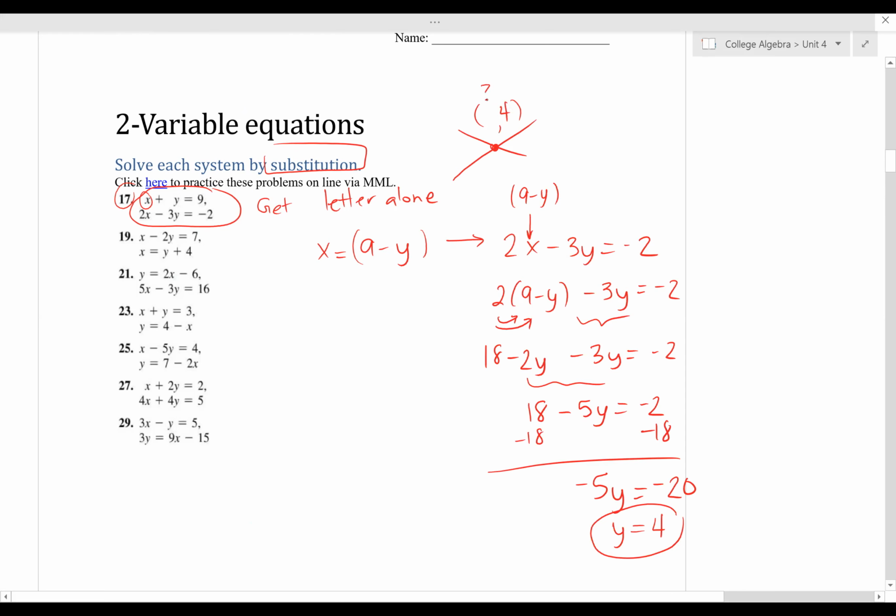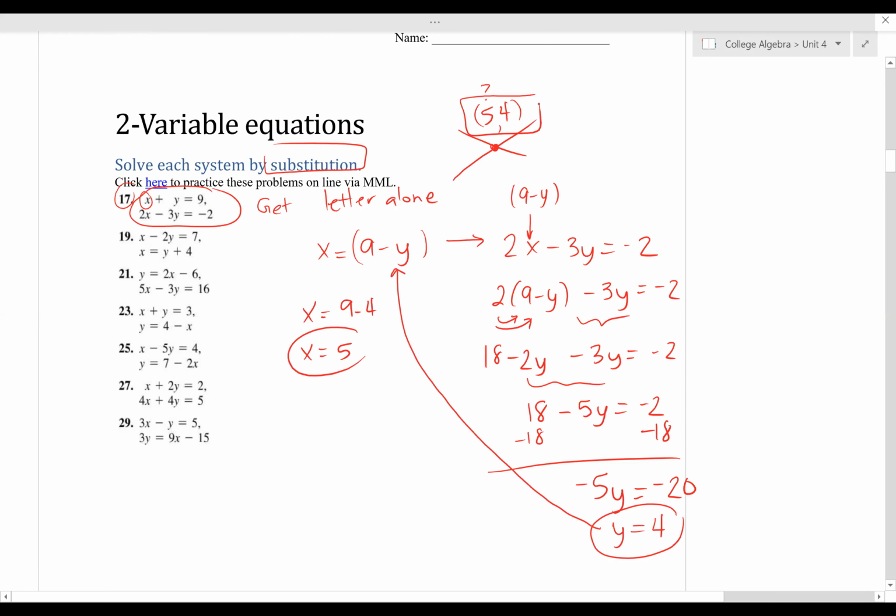So now I need to know what the x coordinate is. So I'm going to just back substitute into that very first step where I got x alone. So x equals 9 minus y, or 9 minus 4. So x would be 5. So the solution as an ordered pair is 5, 4.